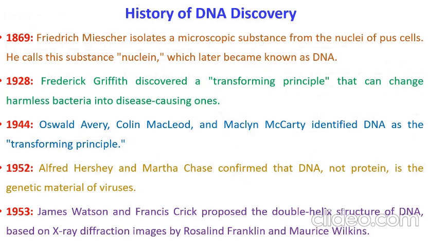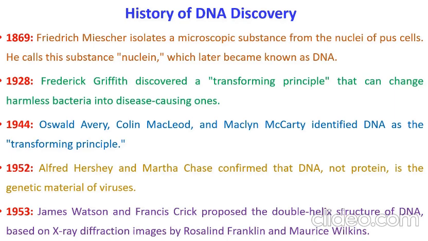Coming to the history of DNA discovery, in 1869, Friedrich Miescher isolates a microscopic substance from the nuclei of pus cells. He calls this substance nuclein, which later became known as DNA. In 1928, Frederick Griffith discovered a transforming principle that can change harmless bacteria into disease-causing ones. In 1944, Oswald Avery and Maclyn McCarty identified DNA as the transforming principle.